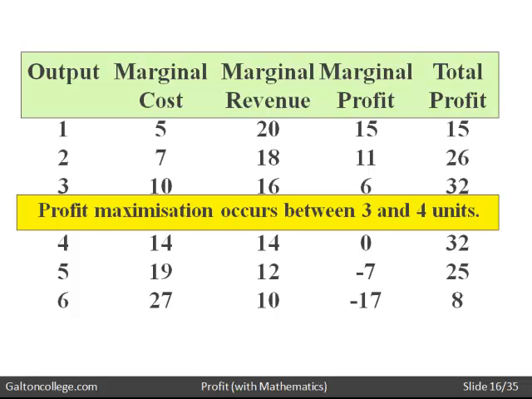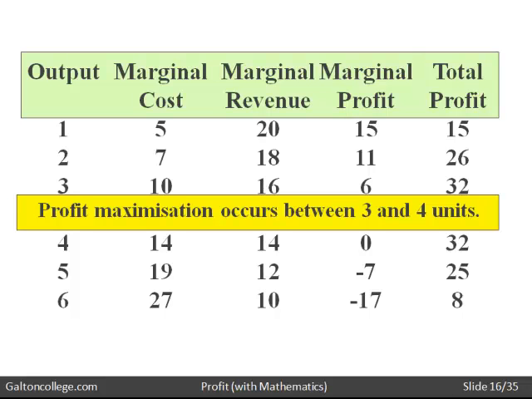So maximum profit occurs somewhere between 3 and 4. If you look at the total profit, it goes 15, 26, 32, then 32 again, 25 and 8. So it goes up to 32. There are two number 32s, at output level 3 and output level 4. The total profit is 32. And then the profit starts to decline afterwards. It could be the sales are falling off, the company's getting a bit too big, or costs are rising, or whatever. So maximum profit occurs somewhere between 3 and 4 units.